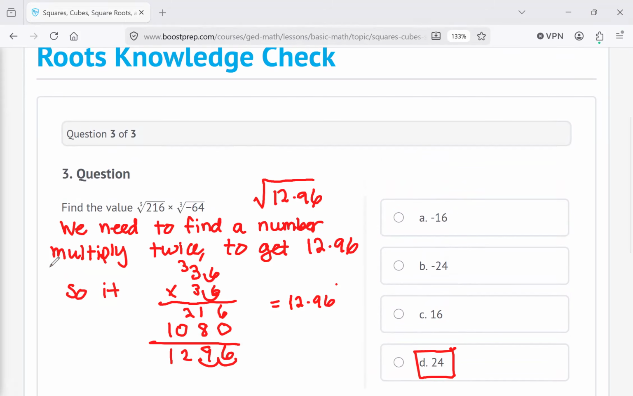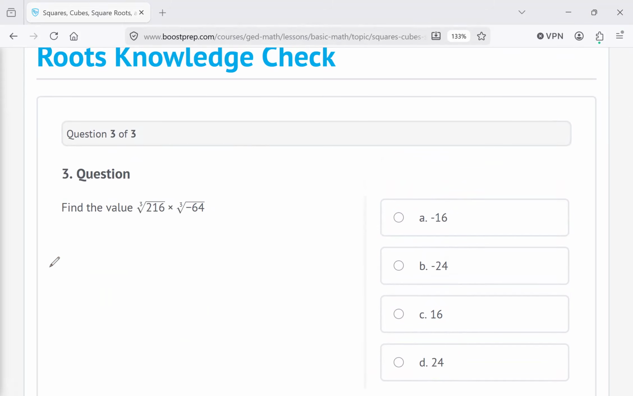Question 3 says, find the value of the cube root of 216 times the cube root of negative 64. There are two options you can do. Since they're both cube roots, do you see this tiny little 3? You can write it as one singular cube root, and multiply 216 times negative 64. With a calculator, 216 times negative 64 is negative 13,824.